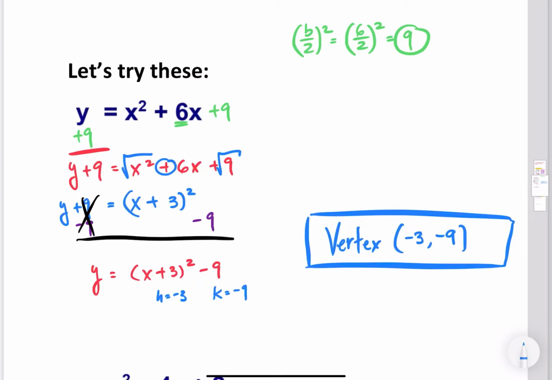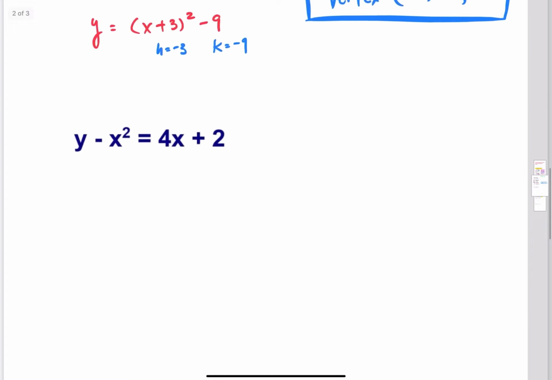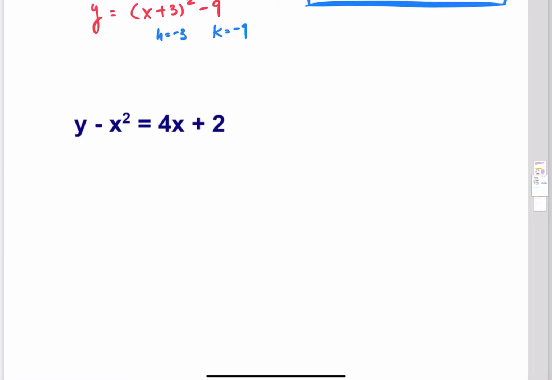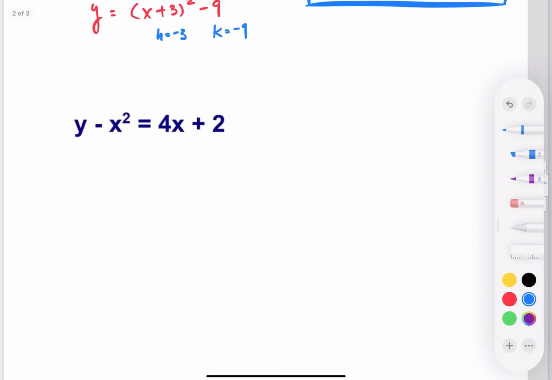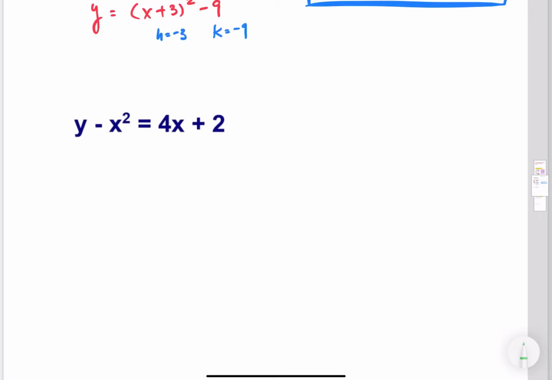All right, let's try another one here. We got y minus x squared is equal to 4x plus 2. Now this is a little bit different because now we got our x squared terms, one on the left and one on the right. So the question is, which one do we have to move? One thing you want to remember is that we want to get our x squared to be positive. So that means I got to get rid of that x squared. I'm going to move that x squared to the right, so I'm going to add x squared on both sides.